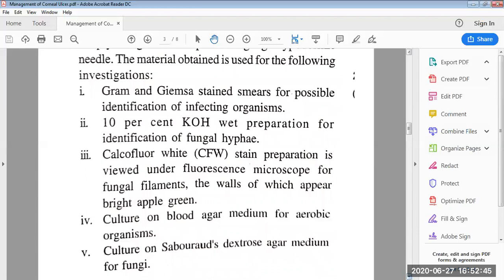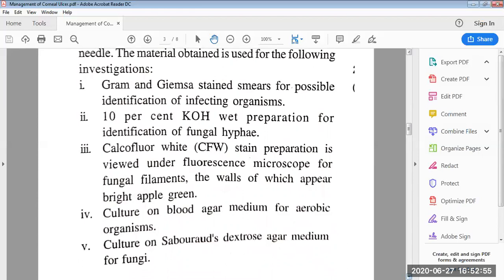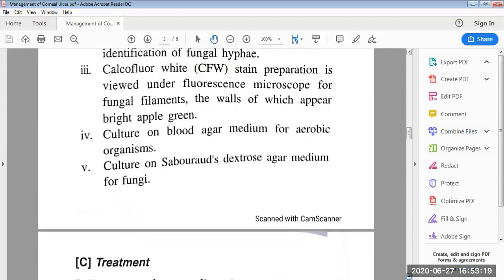Then 10% potassium hydroxide wet preparation for identification of fungal hyphae, and CFW, calcofluor white stain preparation, is viewed under fluorescent microscope for fungal filaments, the walls of which appear bright apple green. Then culture on the blood agar medium for aerobic organisms, and culture on the Sabouraud's dextrose agar medium for fungi.